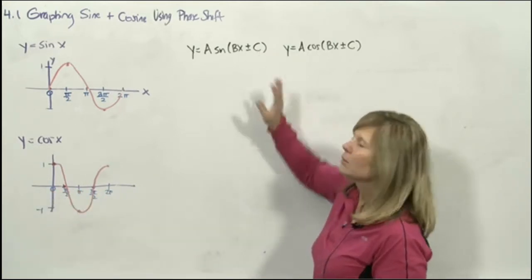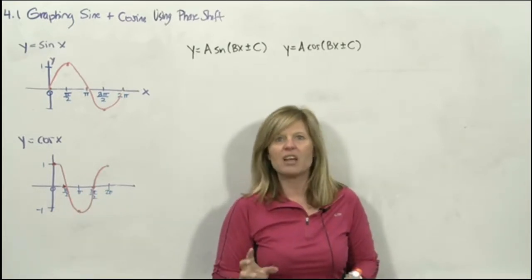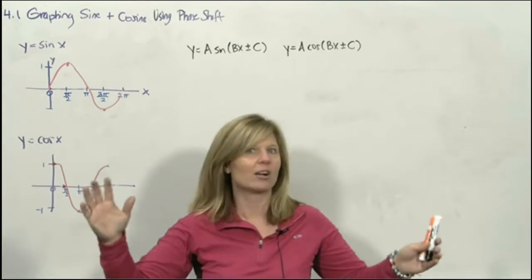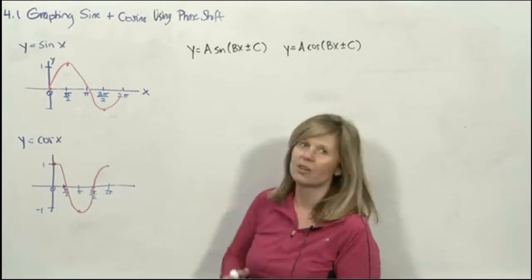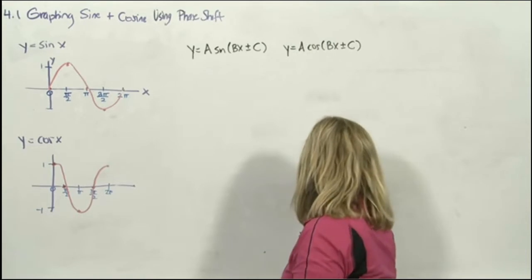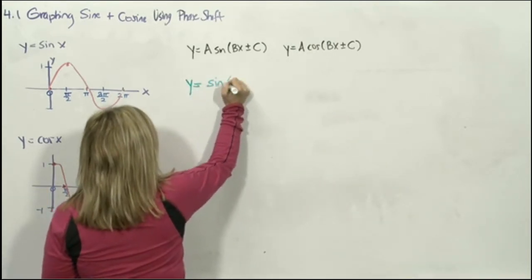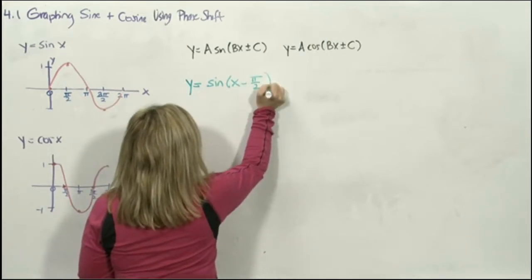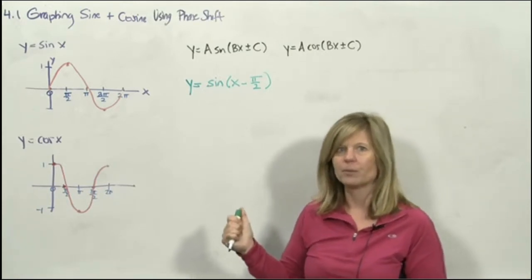If you look at all 5 examples we did in the previous video, there was nothing being added or subtracted to x. It was good old 1x or 2x or 3x or half x. So now we're going to see the difference. We have 3 examples to go through in the notes, so let's go slow. Example A is y equals sine of x minus pi over 2. I want to learn how to graph that trig function.